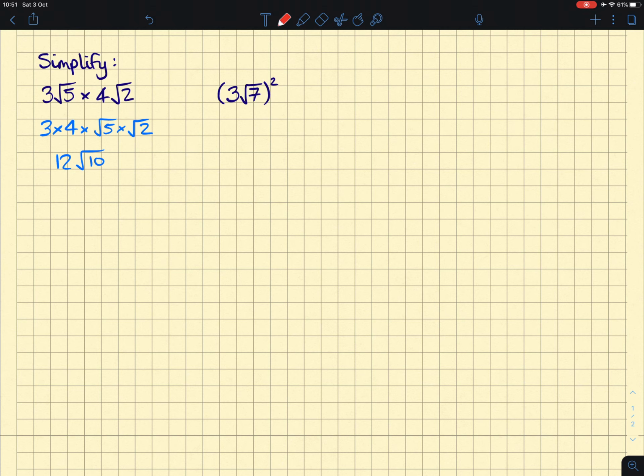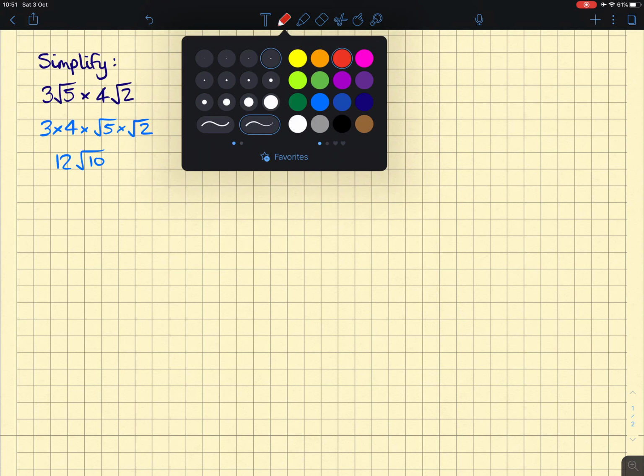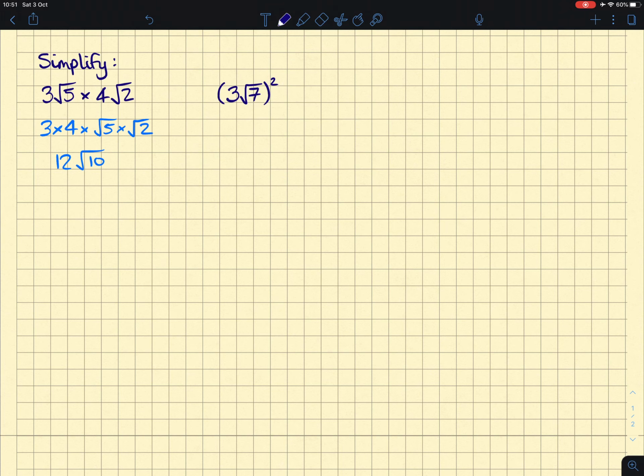Then you can have situations where you have powers of surds. Actually I should have put another example here where if you just had a surd straight up squared, you end up multiplying it by itself, and the squared and the square root cancel out, and you'll just be left with 2 in that case.